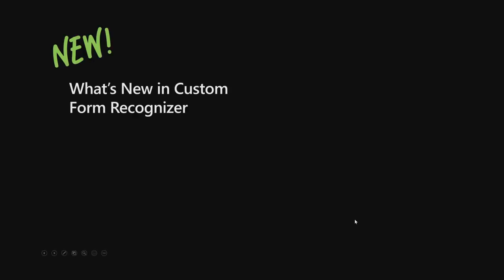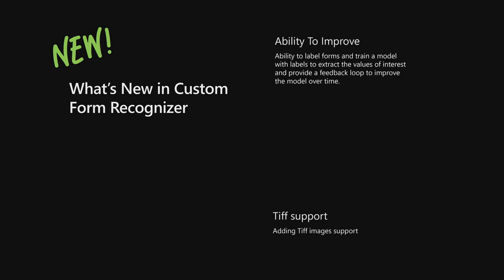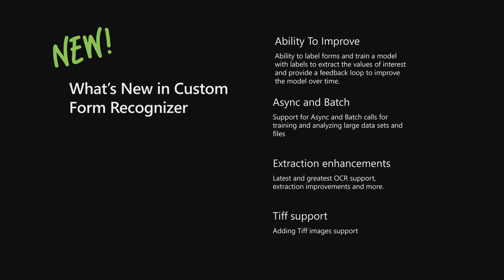Before we finish, I'll share with you what's new in Form Recognizer in our next release that's coming. First of all, we added tip support. We added the feedback loop we just saw, enabling you to label documents and train a model to improve the accuracy of your model. We added an async and batch API, so you're now able to train on a large data set and analyze large documents. And we added a lot of extraction enhancements. We support today the latest and greatest OCR for higher quality of extraction, and we added improvements to table extraction and other things, so you'll get higher quality of extraction.